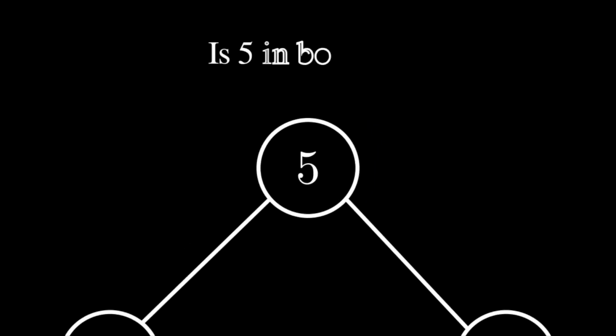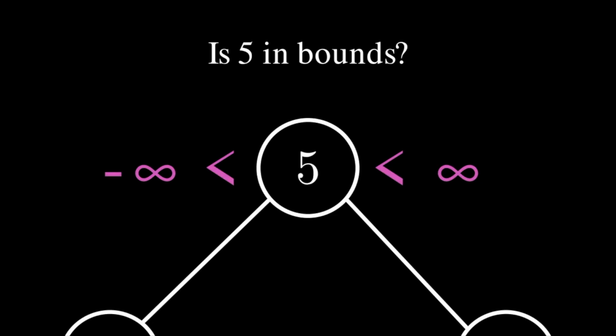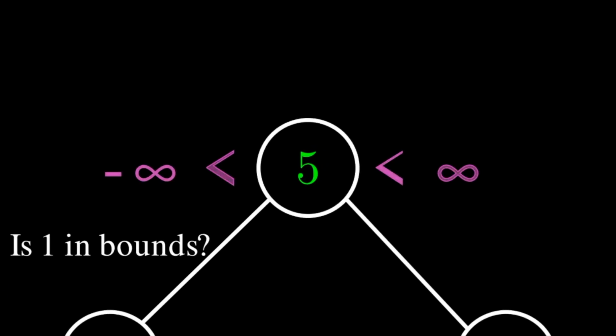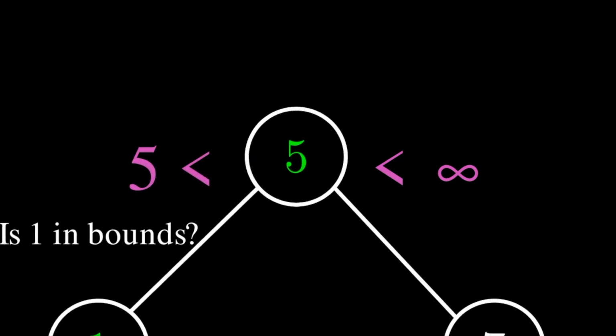So let's get started. Is 5 within the bounds? Yes, it is. And because we now go to the left subtree, we update our rightmost bound with 5. Now, since 1 is less than 5, we know that it's within the bounds and it's a valid subtree. We now backtrack, and when we do that, we reset our bounds to what they were initially on that node. And now, since we're moving to the right subtree, we update our left bound with 5.